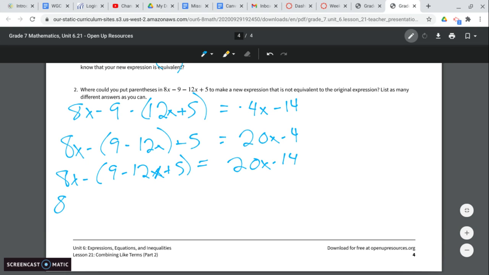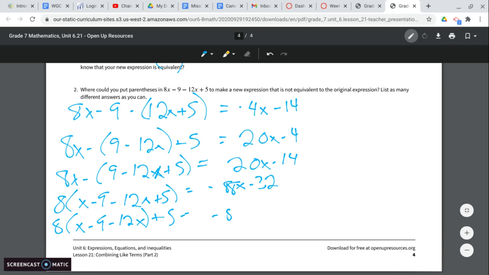We can group everything but the 8. So 8 times (x minus 9 minus 12x plus 5). That would give us a negative 88x minus 32. We can do that with everything but the 5. So like I said, there's a whole bunch of different possibilities for how we can do these. And then the last one that I have would be 8 times (x minus 9). Bring the negative 12 back outside. We'd end up with a negative 4x minus 67. So, like I said, a whole bunch of different possibilities. Parentheses can completely change what the problem is and how we simplify it, depending on where those parentheses go.